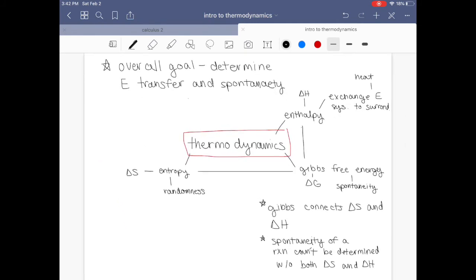Alright guys, that's all I have for today. Key things: entropy, enthalpy, Gibbs free energy connects them.